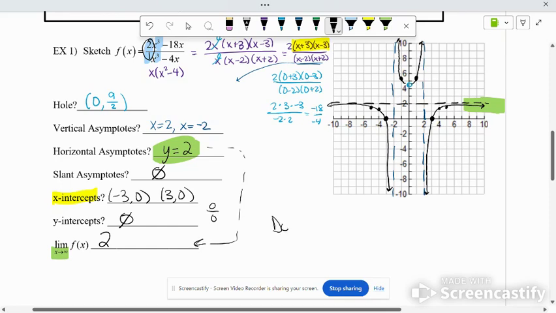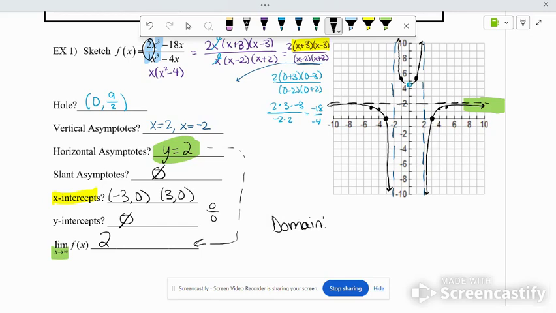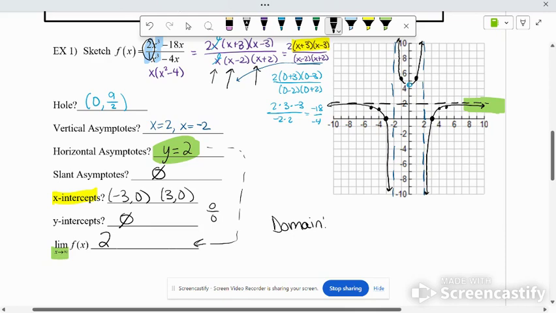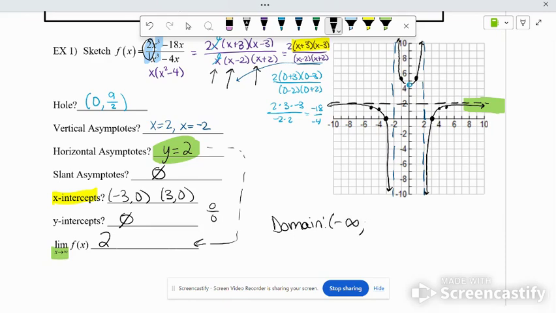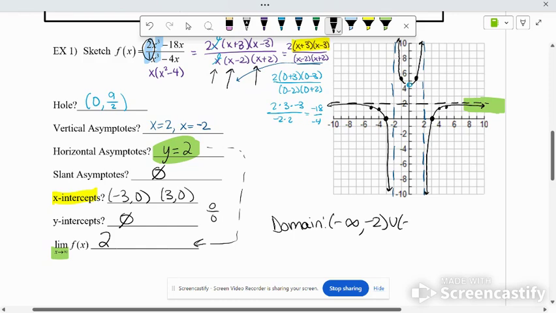And if we wanted to throw one more thing here, the domain, just to talk about it, from left to right, it's going to be everything except for the restrictions in the denominator. So that is going to include vertical asymptotes, but it's also going to include the holes. So it's going to be -infinity to -2, from -2 until 0, from 0 to 2, and 2 to infinity.